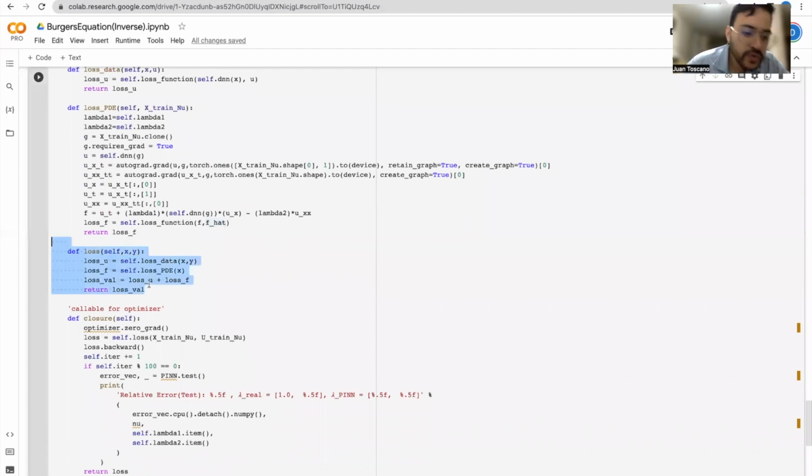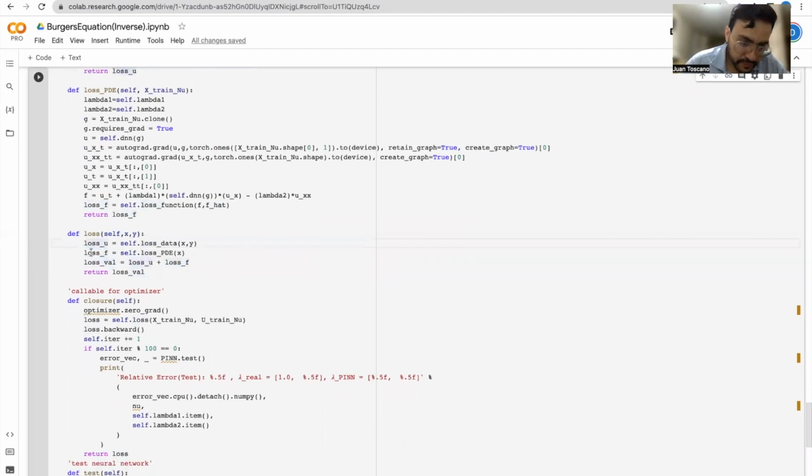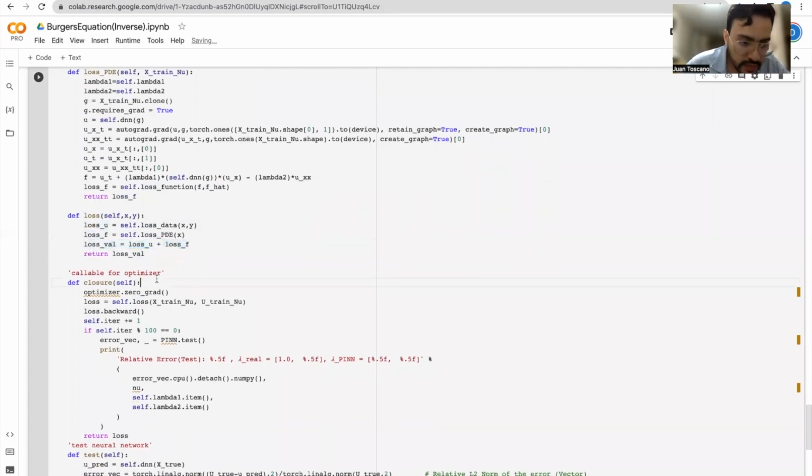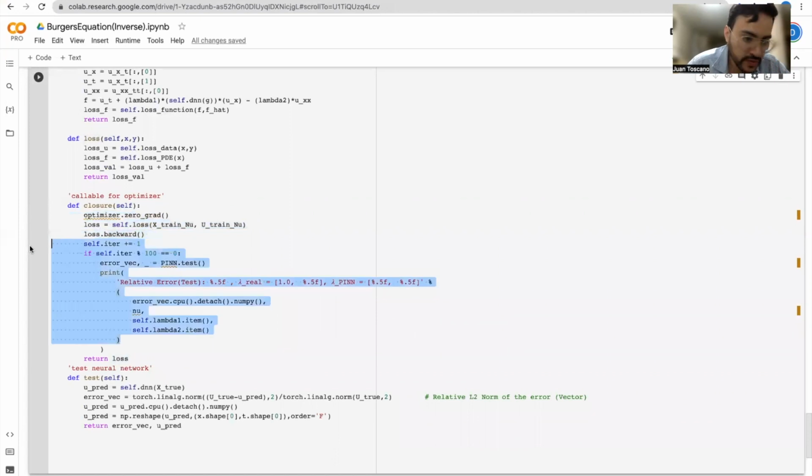The overall loss function would be the loss function of the data plus the loss function of the partial differential equation, so you can see that we just add them. This closure is to actually train our model. You can see that we define an optimizer. It's not defined yet; we're going to define it in a few minutes. We initialize our optimizer, we evaluate our loss function, we do the backpropagation, and this code is just to print the results.